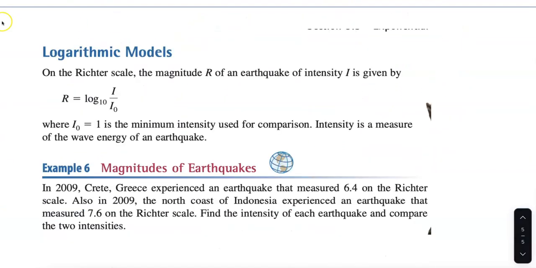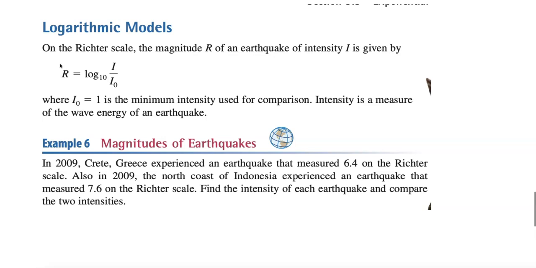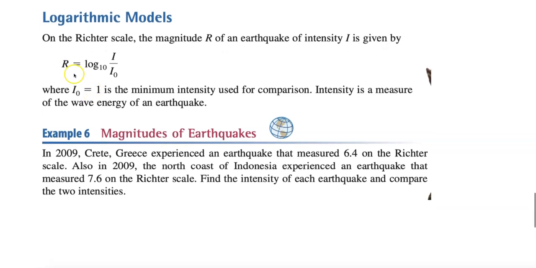Log model. So here's a log model for Richter scales when they do earthquakes. So that's R. R is the magnitude of the earthquake. So that's how you figure out the magnitude R of an earthquake from its intensity I, which is given by this. So magnitude based on intensity. I0 equals 1 is the minimal intensity used for comparison. Intensity is measured on the wavelength of the earthquake.